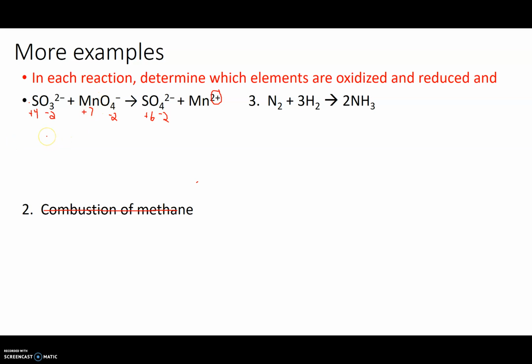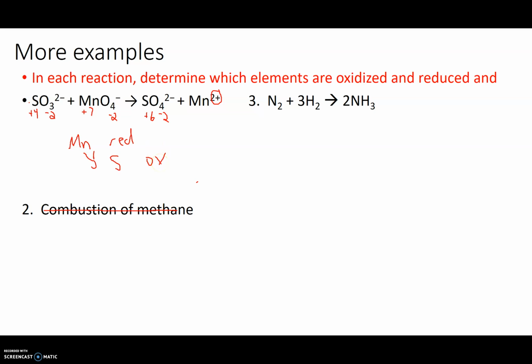So an atom is reduced when its oxidation number decreases. So if you take a look, Mn was reduced. Okay, the reason why it was reduced, I'm just going to write red, is that its oxidation state went from +7 to +2. So Mn was reduced. And then sulfur went from +4 to +6. Its oxidation state had increased. So S, or sulfur, was oxidized.